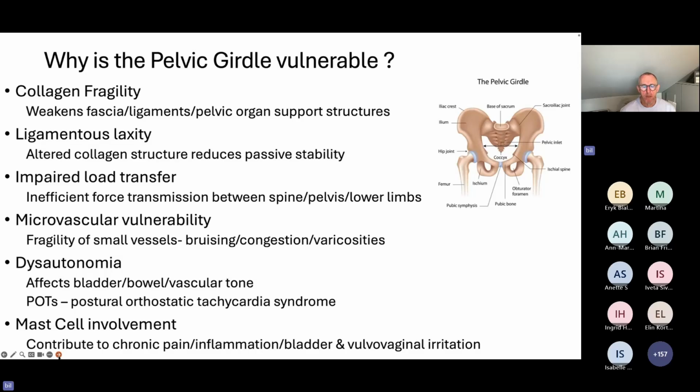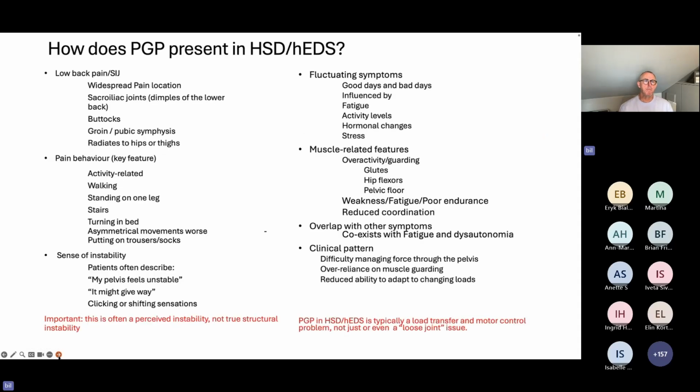dysautonomia, which is a big area of autonomic nervous system dysfunction that can affect bladder and bowel, can give you frequency, urgency, can produce constipation, diarrhea, change the vascular tone, leading to postural orthostatic tachycardia syndrome, or POTS, which is very common in patients with HSD and HEDS. Mast cell involvement can contribute to chronic pain, inflammation, bladder-involved vaginal irritation. So there's a whole bunch of different levels of things happening in these patients that we always need to be taking into consideration. So how does pelvic girdle pain present in HSD and HEDS?